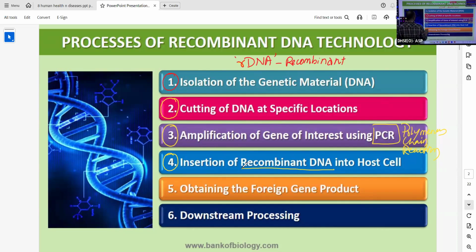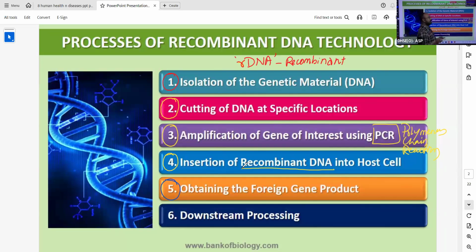Next, obtaining the foreign gene product. Our basic objective here is we need to find out what the recombinant DNA does, what are the various products it can manufacture or synthesize. So we'll allow that recombinant DNA to perform inside the host cell, and after that we'll obtain the product which it has manufactured. That is a part of biotechnology.